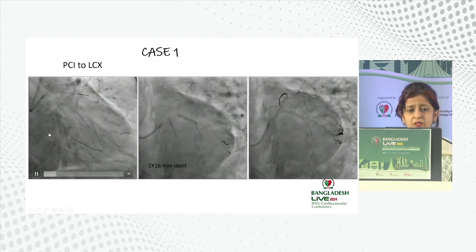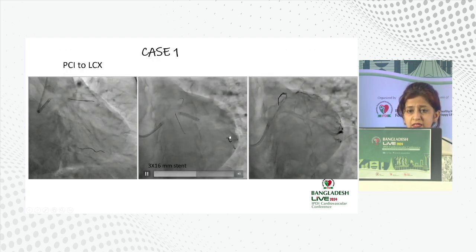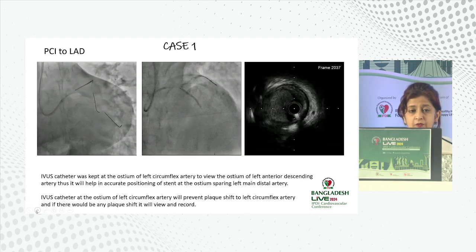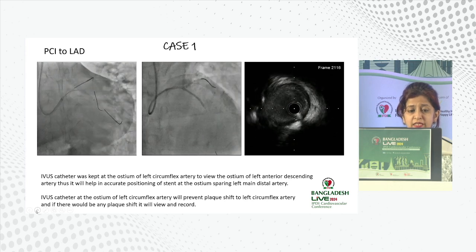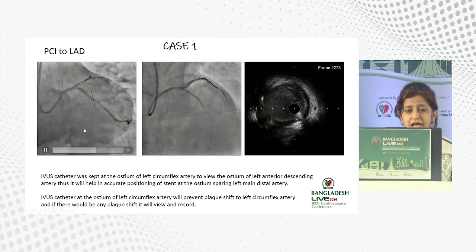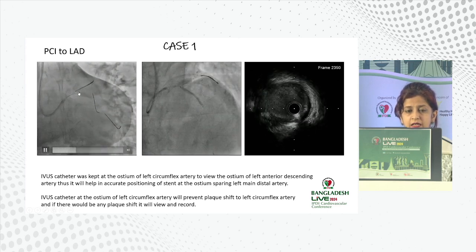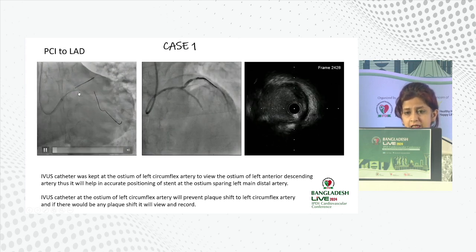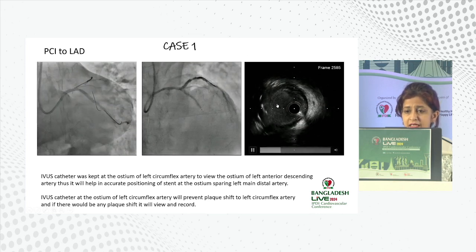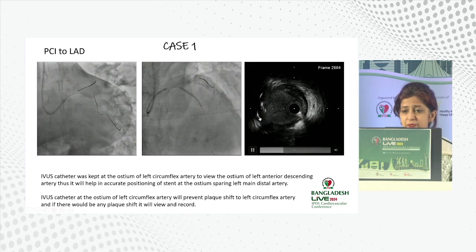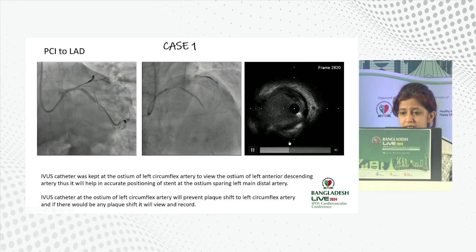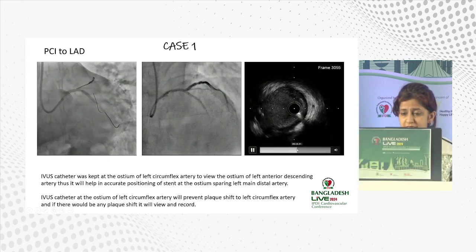So in the first case, we first stented the SAC mid with a 3.0x16 stent. For PCI to LAD, we applied a new technique. We took the IVUS catheter in the SAC and placed the second marker of the IVUS in the ostium of SAC with the idea that it will visualize exactly the position of LAD ostium, and when the stent is inflated, we can properly position it and we can visualize the stent in the LAD ostium.